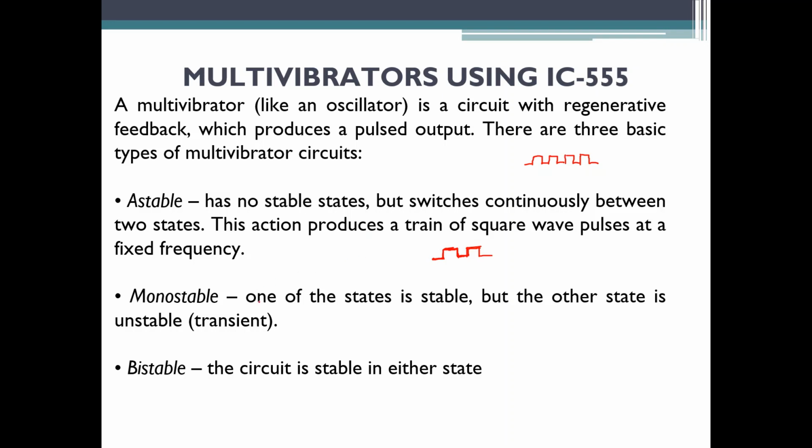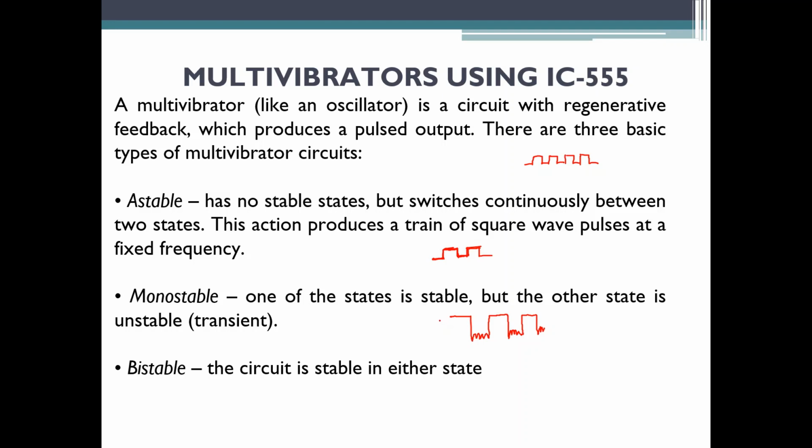Monostable means one of the states is stable. Probably if I consider this to be the stable state, one more state is going to be unstable, and again it is going to be a stable state, and again unstable, again stable, again unstable. So one of the states is stable, but the other state is unstable. See here, you can see it is continuously stable here, right? Whereas the other state is transient. Transient means it is continuously increasing or spiking and going down, spiking and going down. So this is the second category of multivibrator.